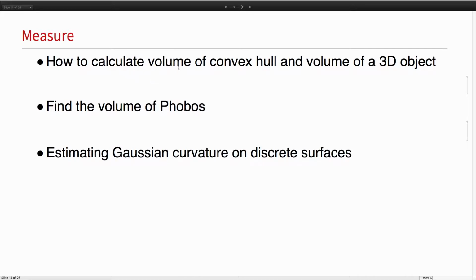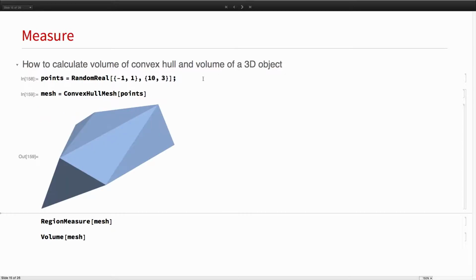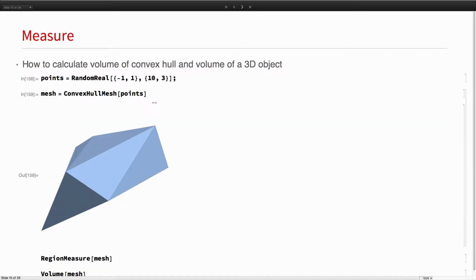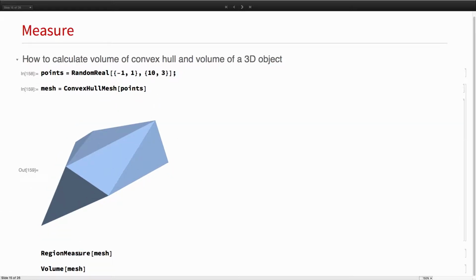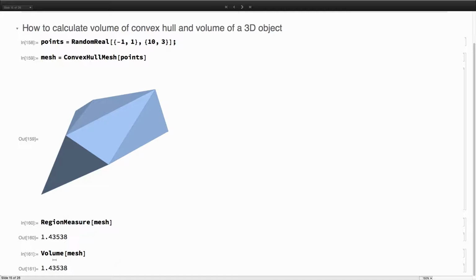And now it's a measure, for calculating volume or some curvature. Here's the example. First, calculate the volume of a convex hull. It's easy. We create a convex hull mesh. We can do RegionMeasure, which is kind of a general function, but we can also just do Volume. Nothing special.